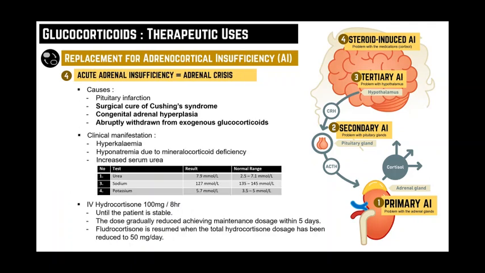Be careful on adrenal crisis, also known as acute adrenal insufficiency. This condition is due to rapid loss of the cortisol level in the body. The cortisol deficiency is due to pituitary infarction, or after surgical cure of Cushing syndrome, or abruptly withdrawn from exogenous glucocorticoids. Please take note about steroid cessation. Prolonged therapy of the corticosteroid has suppressed the HPA axis. Rapid withdrawal of the corticosteroids may lead to the adrenal crisis.